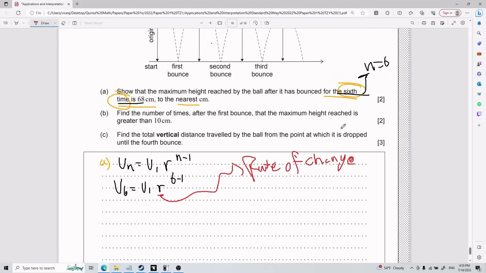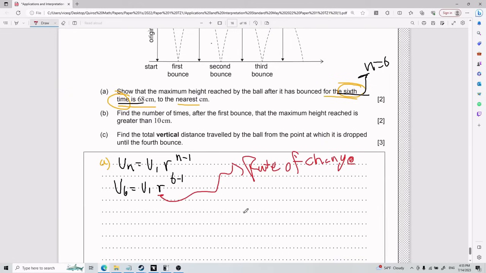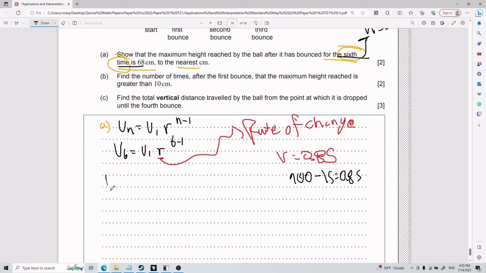So what is my rate of change here? Well, I know that it decreases by 15%. And so I'm going to say that r is 0.85, since it is 85% of the last bounce. It decreases by 15%, and 100 minus 15% gives you that 85. So I'm going to have u6 equals u1 times 0.85 to the power of 6 minus 1.